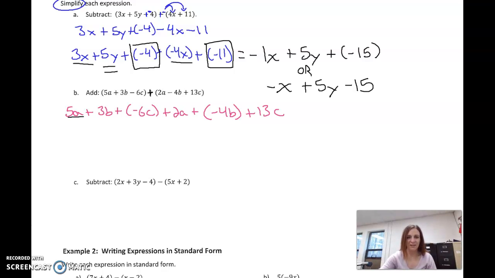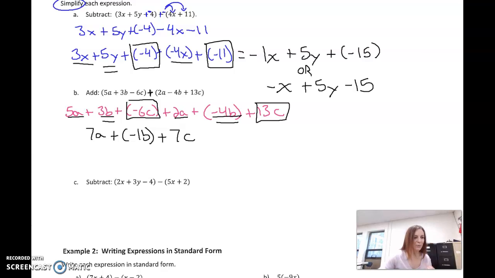Now let's look at our like terms. If I have 5a's and 2a's, 5 plus 2 is 7a's. If I have 3b's and a negative 4b's, 3 plus a negative 4 is a negative 1b. And then we have our c's. Again, if you want to square things, circle them, it doesn't matter. If I have negative 6 c's and 13 c's, negative 6 plus 13 gives me 7 c's.